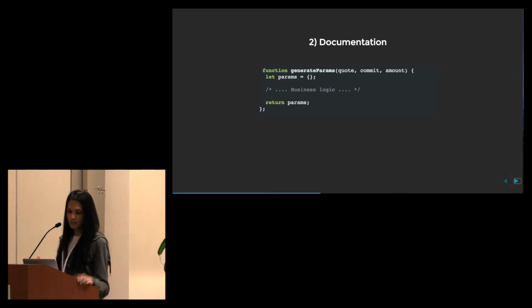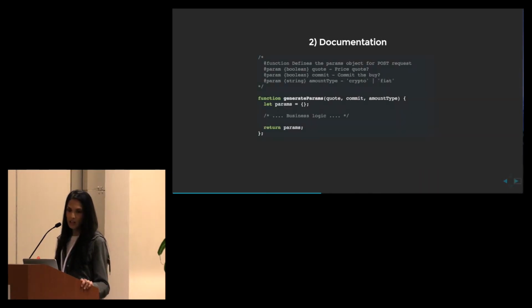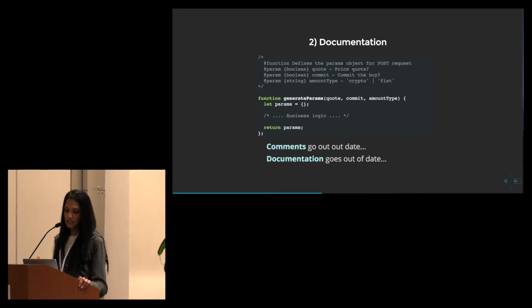So then I went and dug through the code and wrote some JSDoc style documentation so that future users of this function can know exactly what to pass in. This is great and all, but comments quickly go out of date. Documentation goes out of date. I hate writing comments and documentation. I hate updating comments and documentation. I don't do it, so there's like a 99% chance this thing will get outdated in like a month.